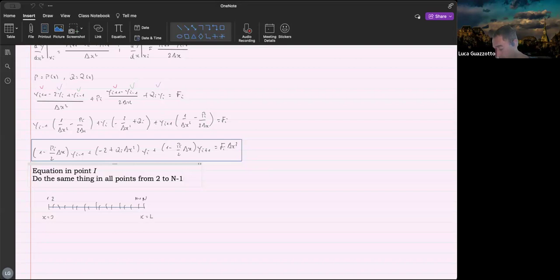So I know the values at points 1 and n. So I'm not going to write this equation at those points, because again, I already know what the value is. So conceptually, I can do this in 2 different ways. You can write a system of equations that looks like this.